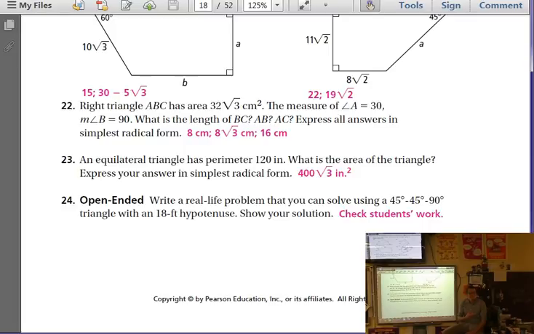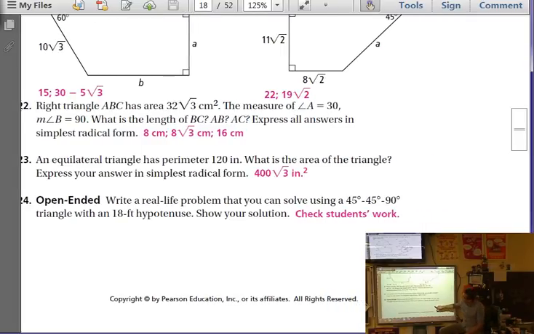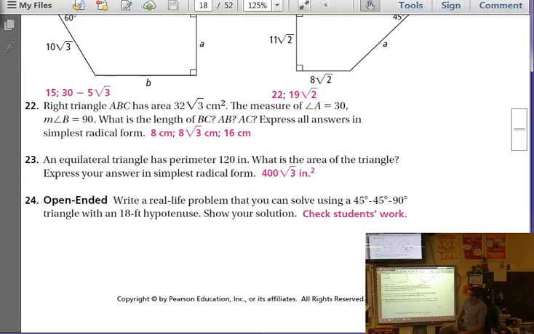22. I don't understand that. Right triangle ABC has area 32 rad 3 and it's a 30, 60, 90. What's the length of BC, AB, AC? So this utilizes the fact that we can find the area of a triangle by 1/2 base times height. In a 30, 60, 90, I've got a base and a height because those are my perpendicular sides. So I'm going to draw this down here because it's easier.